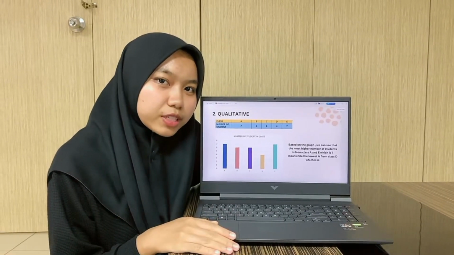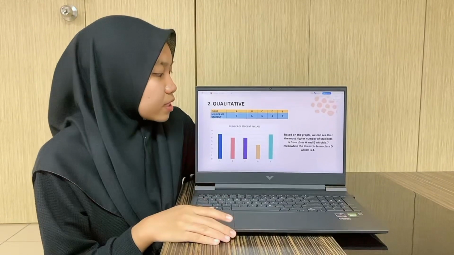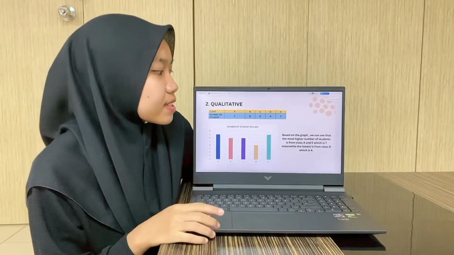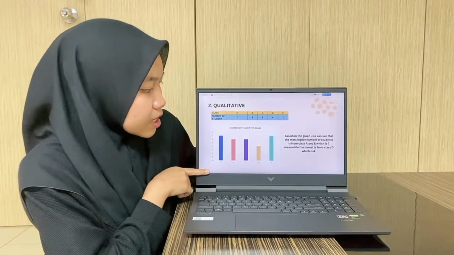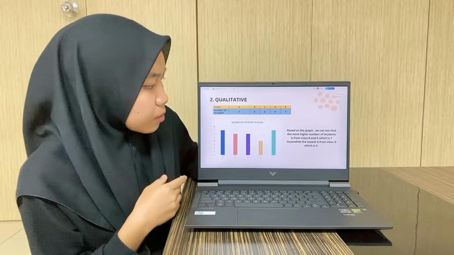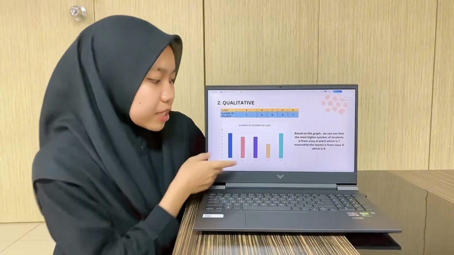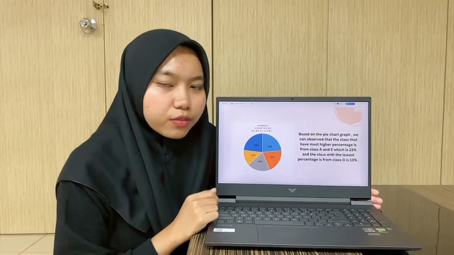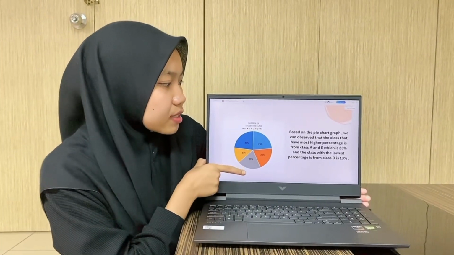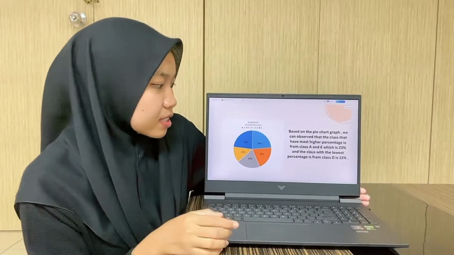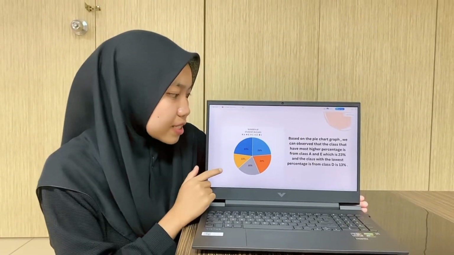For qualitative data, we divide into 5 classes, which are class A, B, C, D and E. Class A contains 7 students, B 6, C 6, D 4 and E 7. As we can see from the bar chart, the highest number of students is from class A and E, which is 7 students, meanwhile the lowest is from class D, which is 4 students. For the pie chart, we convert to percentages, and as we can observe, the classes with the highest percentage are A and E, which is 23%, and the lowest percentage is from class D, which is 30%.